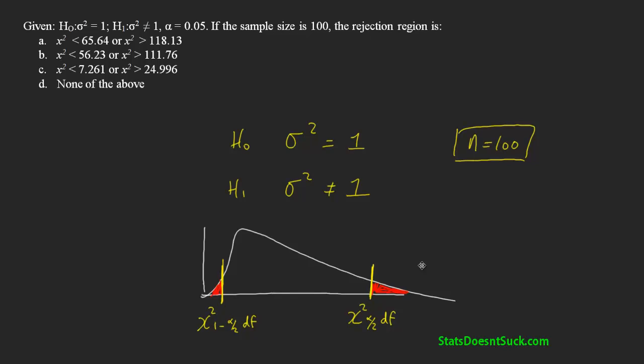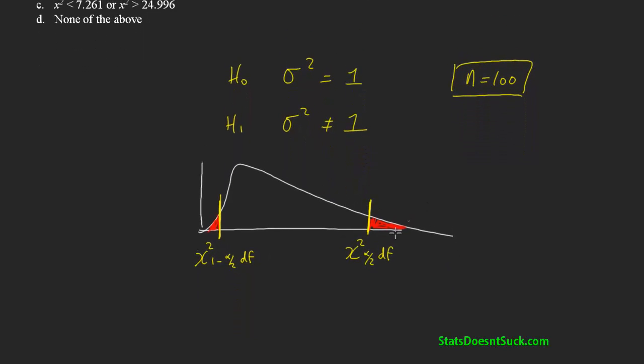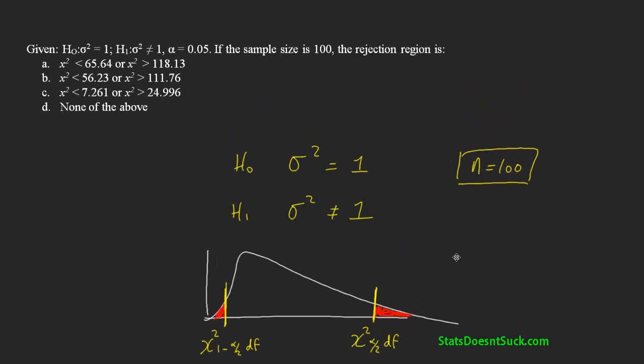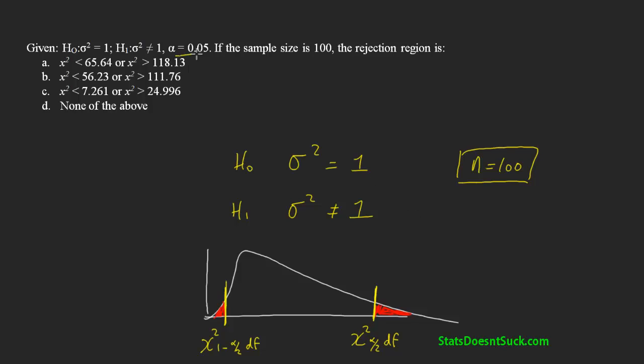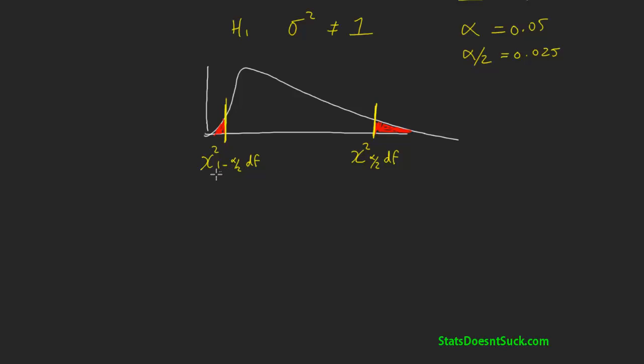Let's have a look. Now, 1 minus alpha divided by 2. Do we know what alpha is? Did they actually mention anything about alpha? Yes, they did. They told us that alpha is 0.05. So if alpha is 0.05, half of alpha would be 0.025. That's going to help us fill in these values here.